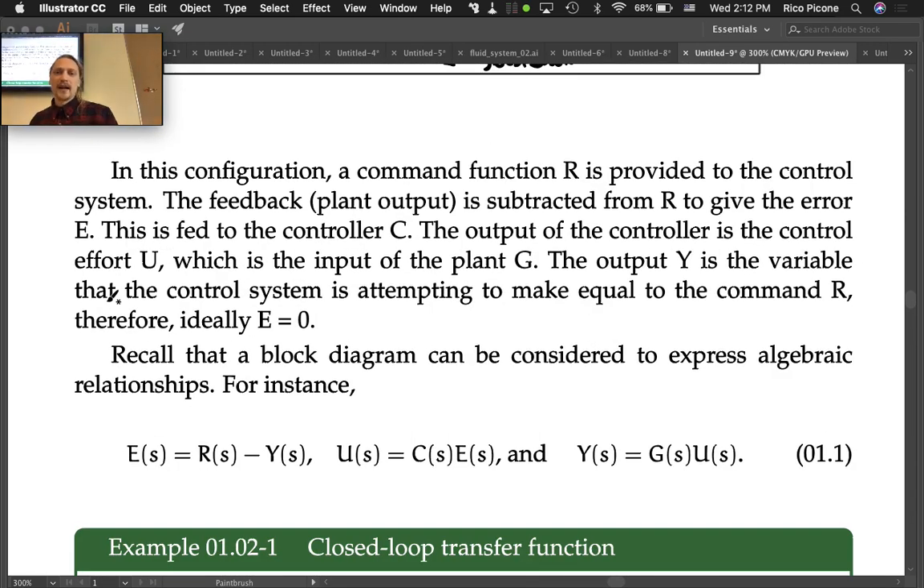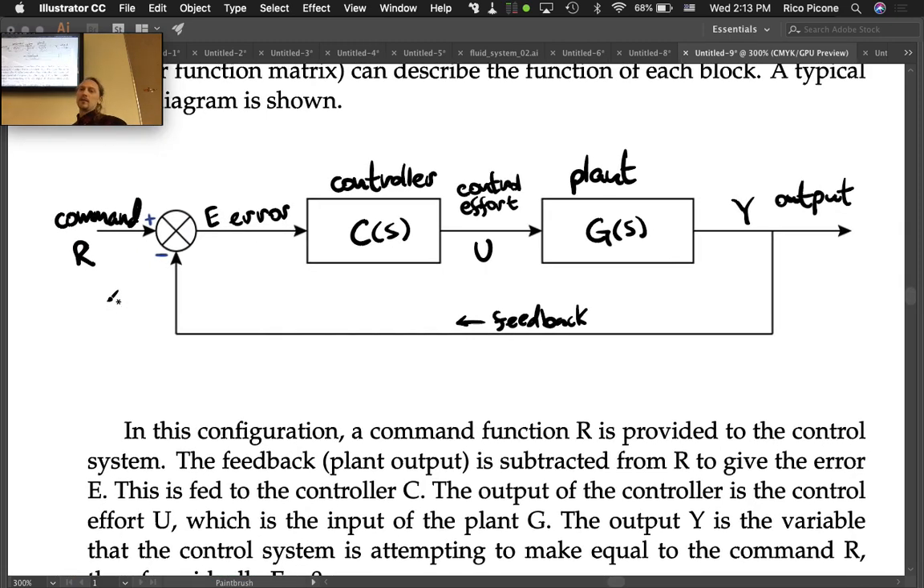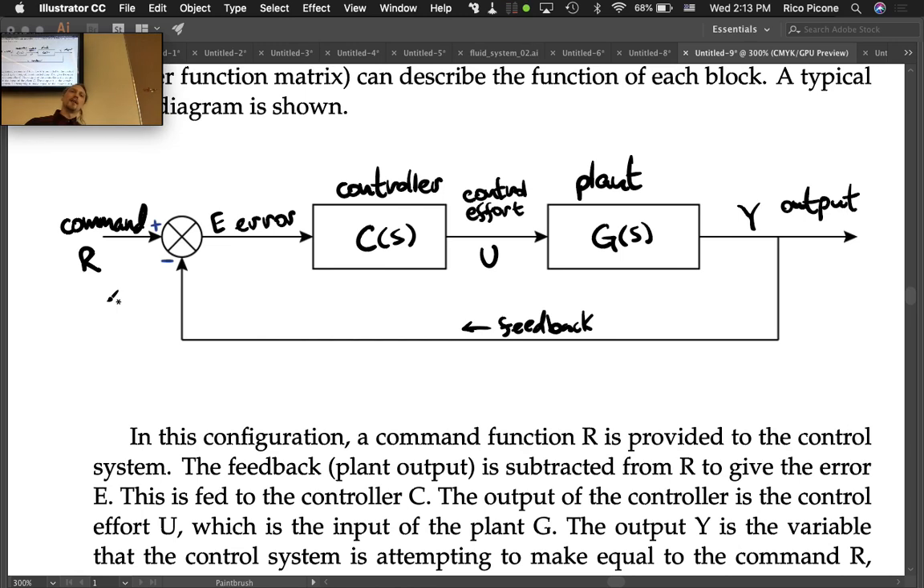Okay, so recall that a block diagram can be considered to express algebraic relationships. That's all it does. It doesn't describe any sort of loading situations. It just describes algebraic relationships. Yes? With the error, if you're trying to get to 60 miles per hour, but every time you put the command to get to 60, it goes to like 55, so you have a constant error? Is that what we're looking for? That's called a steady state error. And we're going to be talking about that in chapter 4, I believe it is.